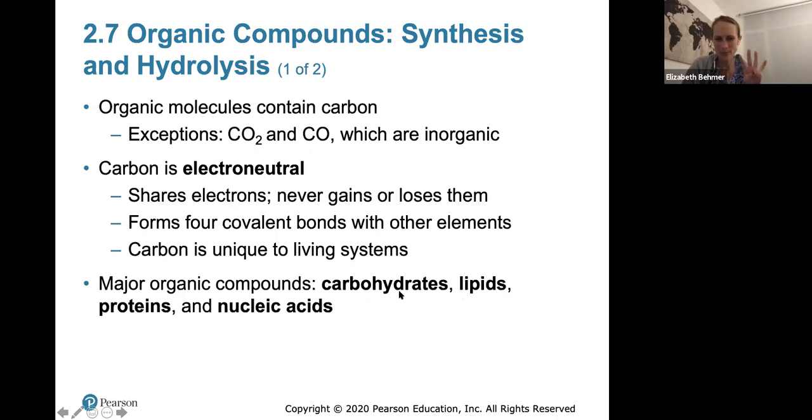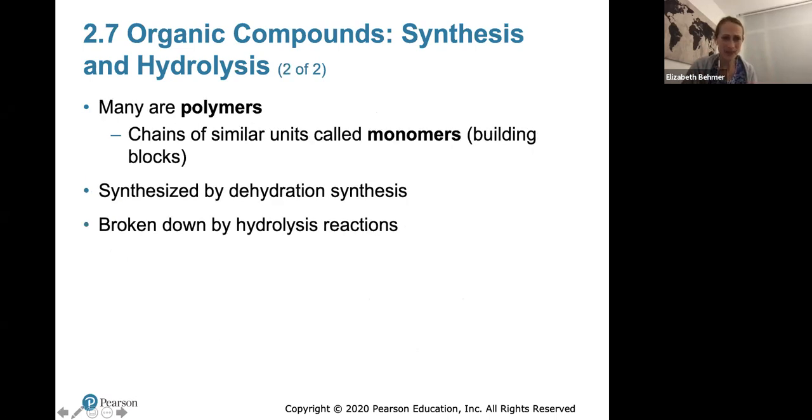And these 4 major organic compounds you should know well in terms of being able to identify an example of what they look like and being able to explain what they are. Many organic compounds are polymers, which means they are just chains of similar units. The prefix poly means many. So a polymer is just a chain of a similar unit called a monomer. And a monomer means one.